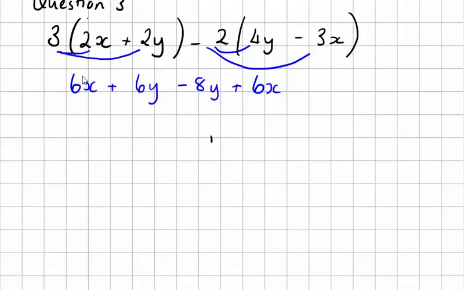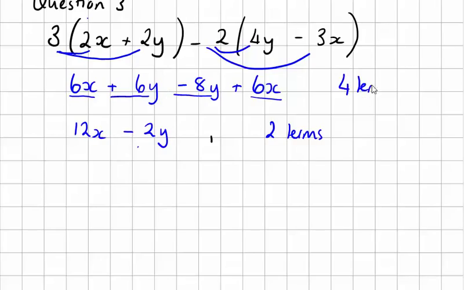So collect the like terms, so we've got 6x and 6x, 12x. And I'm not sure whether it's a plus or a minus here. Well, we're at plus 6y, and we subtract 8y's. So we're at negative 2y. Yeah, well done. So we're left with 2 terms. We actually had 4 terms here, and we simplified to 2 terms.